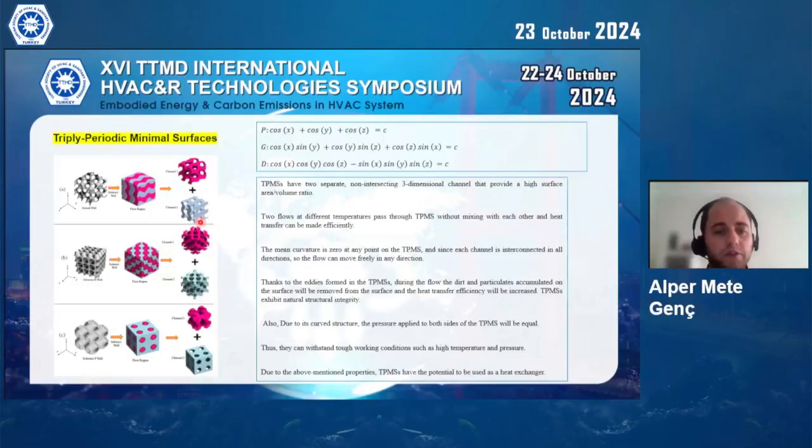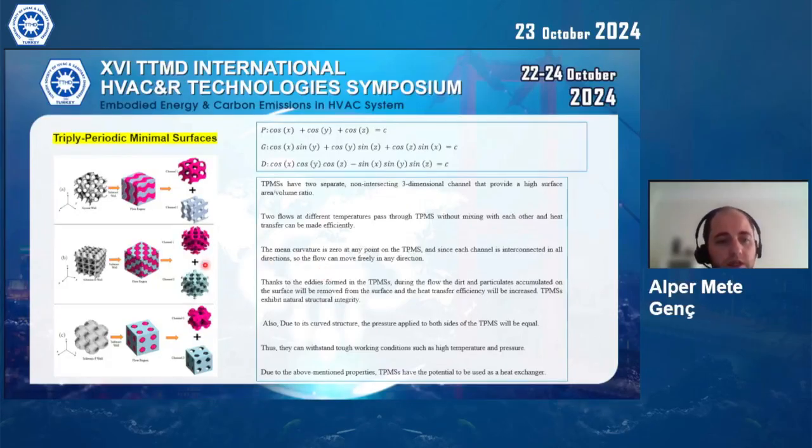The mean curvature is 0 at any point on the TPMS, and since each channel is interconnected in all directions, the flow can move freely in any direction. Thanks to the eddies formed in the TPMS during the flow, the dirt and particles accumulated on the surface will be removed from the surface, and the heat transfer efficiency will be increased.